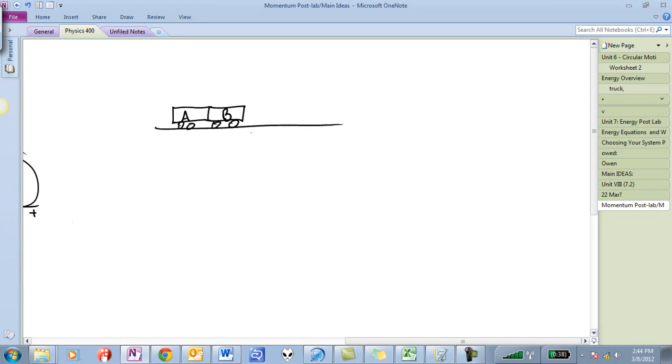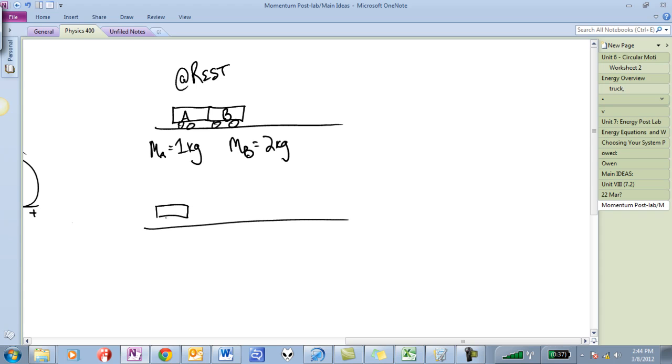We have cart A and cart B sitting here at rest initially. We know the mass of A, we're going to make this easy, is 1 kilogram. The mass of B is going to be 2 kilograms. And they are at rest. Then an explosion occurs, and you will see that cart A goes off in one direction and cart B goes off in another. So we see before the collision and after the collision, very similar to what we talked about in class. And we also see that A is traveling at a velocity of 2 meters per second.